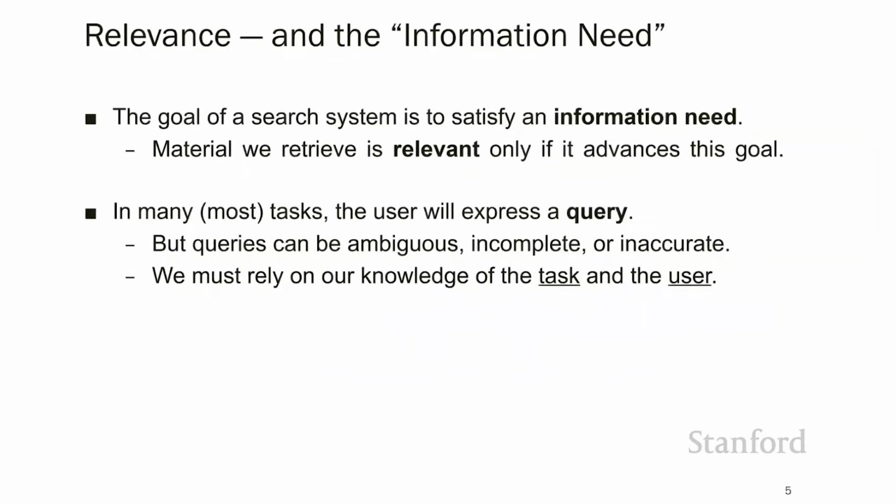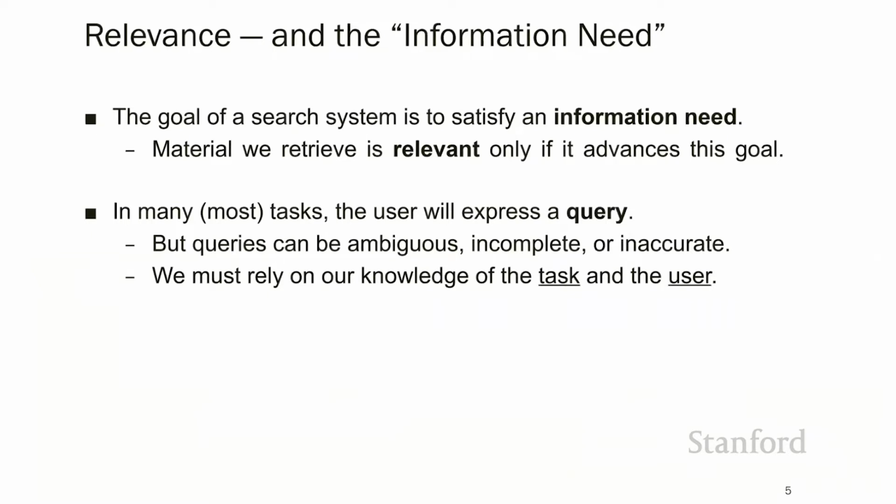This leads us to the term that was at the center of our definition, namely the information need. It is difficult to think of IR without thinking of the user at the center of the system. And the information need is what the user has in mind to solve a task or otherwise learn or reach the material that they're looking for. The goal of a search system is thus to identify and fulfill the user's information need. So whatever we retrieve is only going to be considered relevant to the extent that it advances this goal.